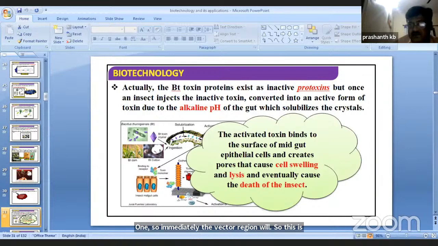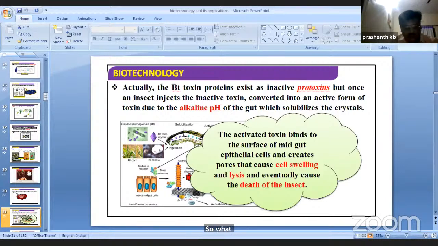So what activates protoxin? This is one more question again. Protoxin means the inactive form of crystalline protein. How is this protoxin activated? Due to the alkaline pH, it is activated. Is it clear? Clear. It is activated due to alkaline pH.